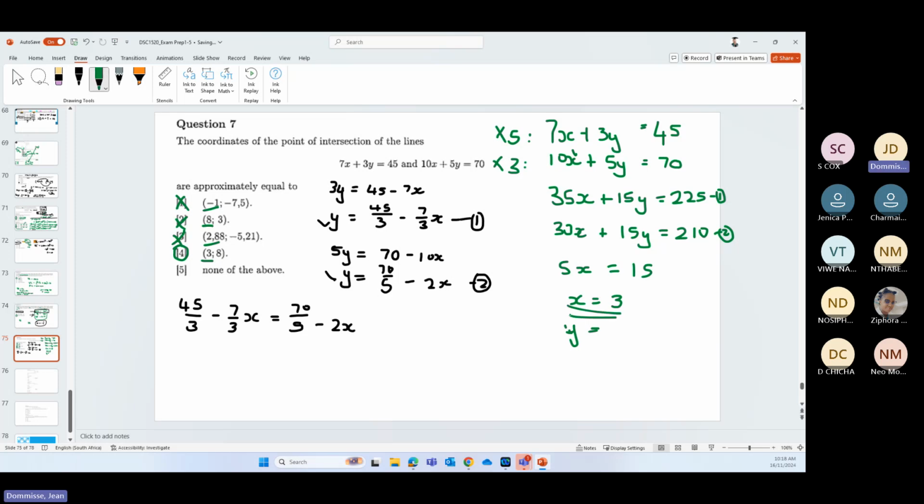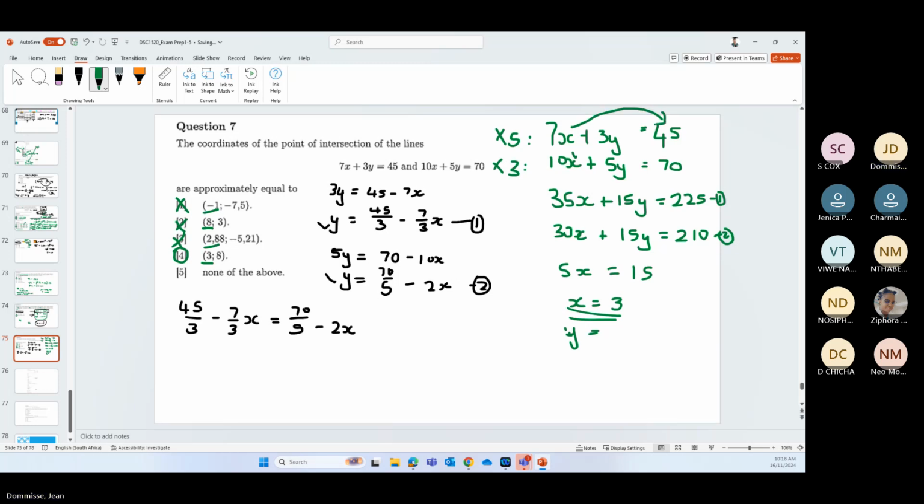X is 3. 7 times 3 is 21. 21 goes over. 45 minus 21 is 24. 24 divided by 3 is 8. You can see my brain is totally fried after this week.